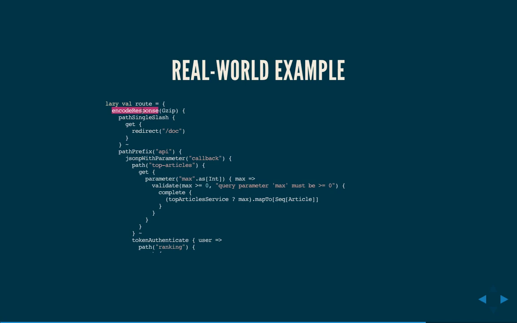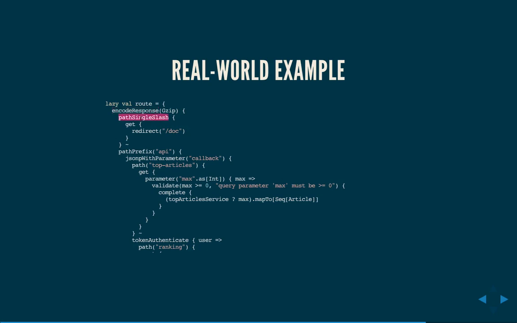For example, out here on the outermost level, we have something called encode response gzip, which just says all responses that come back from the service should be gzipped. And it also says implicitly that if the client does not support gzip encoding, then he or she is going to get a proper error message telling them exactly what went wrong.